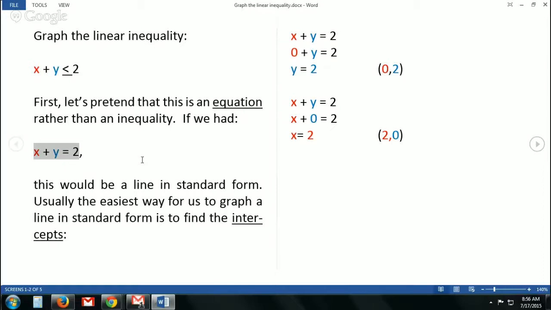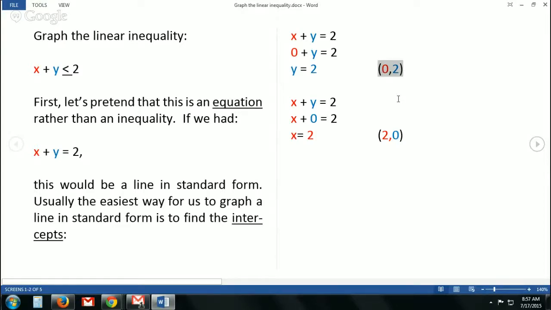Now, when we've got a line in standard form, usually the best way for us to try to graph it is to try to find the intercepts. So let's do that. Let's take 0 and put it in for all the x's in order to find the y-intercept. Then let's put 0 in for all the y's in order to find the x-intercepts. Here, when I put 0 in for x, I'm left with 0 plus y equals 2, and so y equals 2. So our y-intercept, when x is 0, the y value is 2, and (0, 2) is our y-intercept.